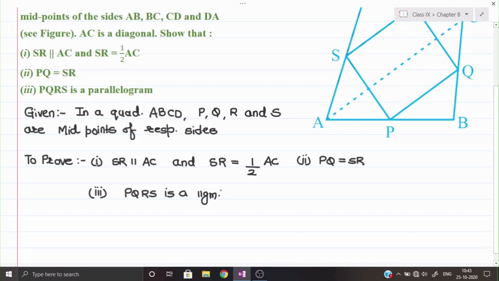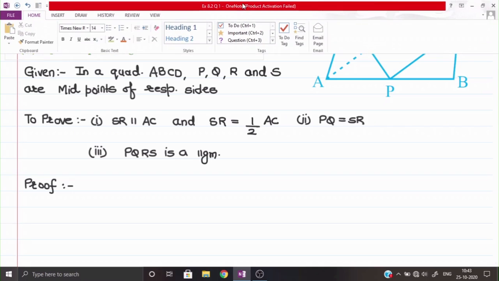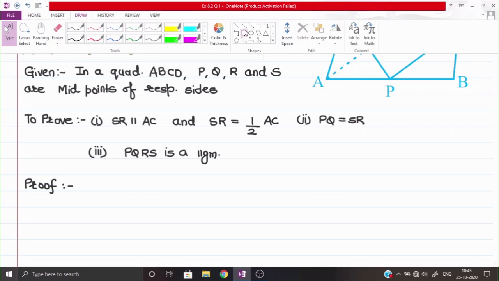Okay. Now let us start the proof. So first of all, in the proof, I will draw one figure to convey in a proper manner what exactly I am going to take here. First we shall draw one triangle. Here we are not going to prove the two triangles congruent. It is over now.